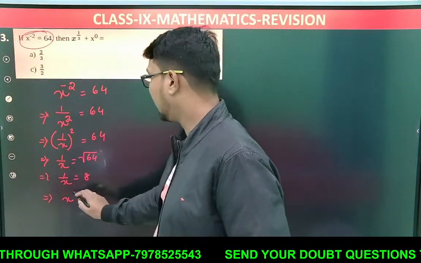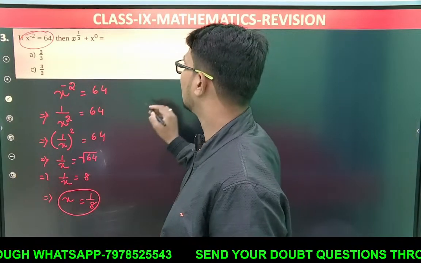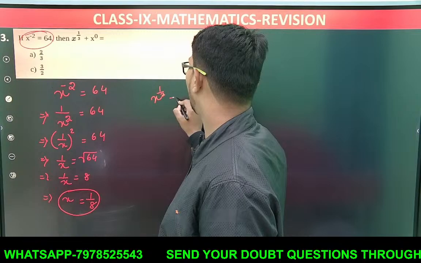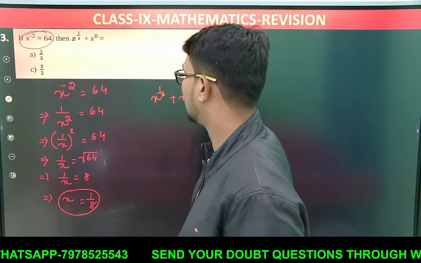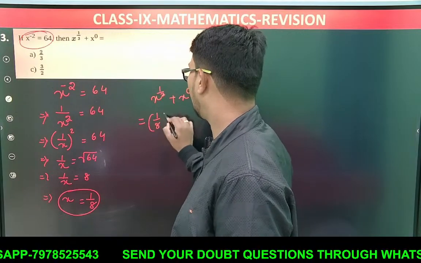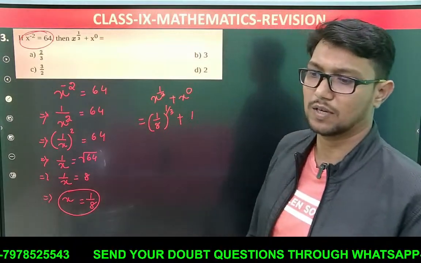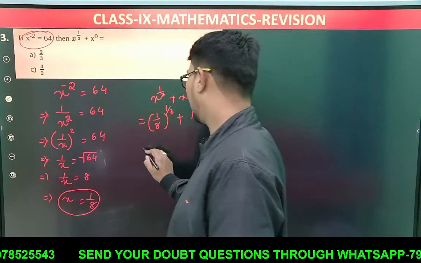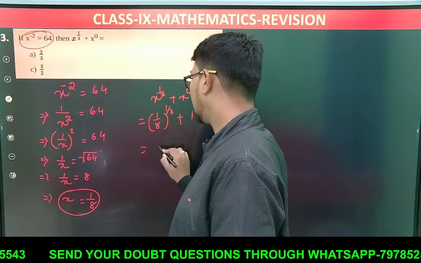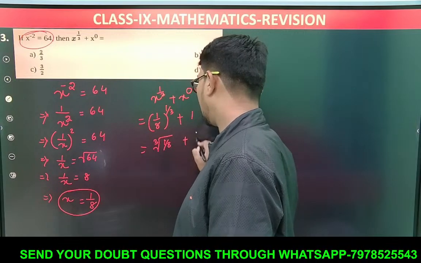Now we have got the x value, that is 1 by 8. Let us find the answer to the given question. So x to the power 1 by 3 plus x to the power 0. We know x value is 1 by 8 to the power 1 by 3 plus x to the power 0, which is how much? That is 1. So therefore x to the power 1 by 3 means it is the cube root now. Cube root of 1 by 8 plus 1.